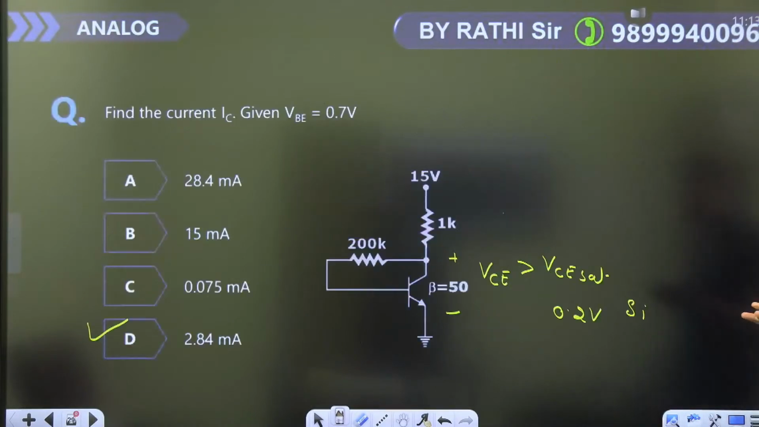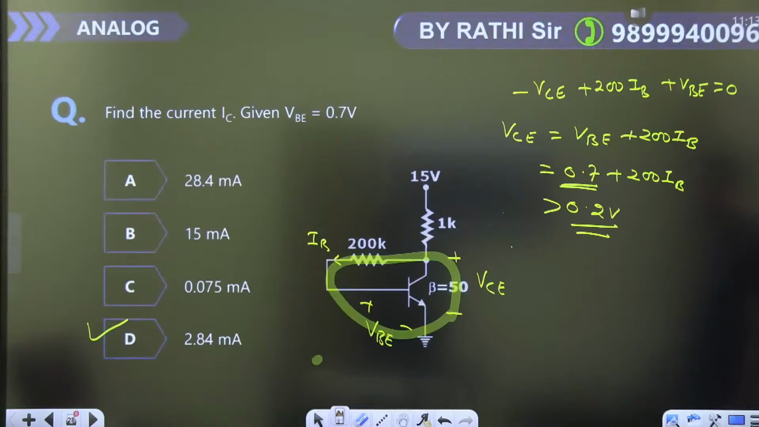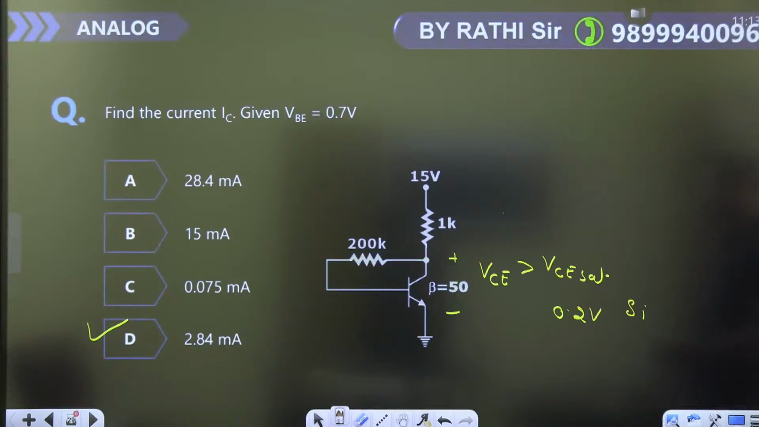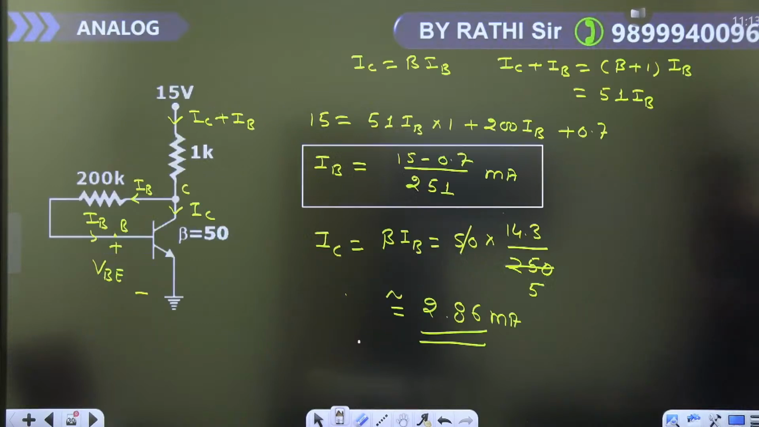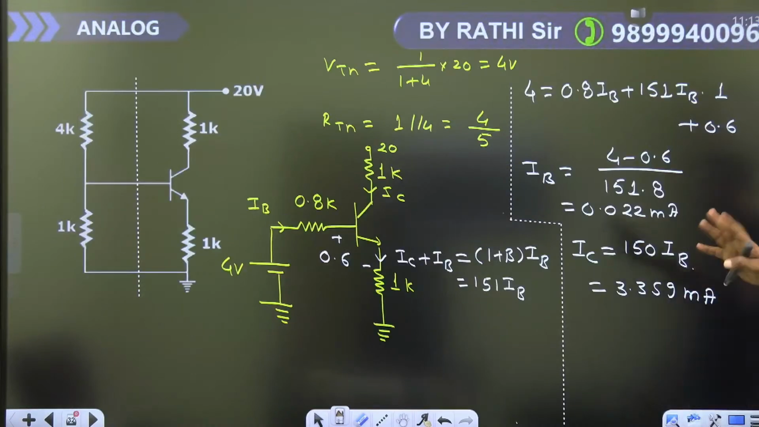So look, the first basic question, fixed bias circuit, very simple. Then the second question, collector based bias circuit, no need to check whether it is in the active region, yes or no, it is always in the active region. Then the third one is what? Self bias circuit, by using the potential divider. Divide it, find the Thevenin's equivalent.